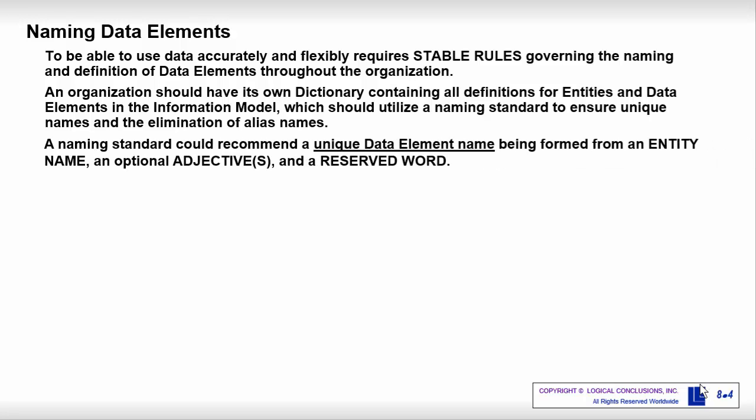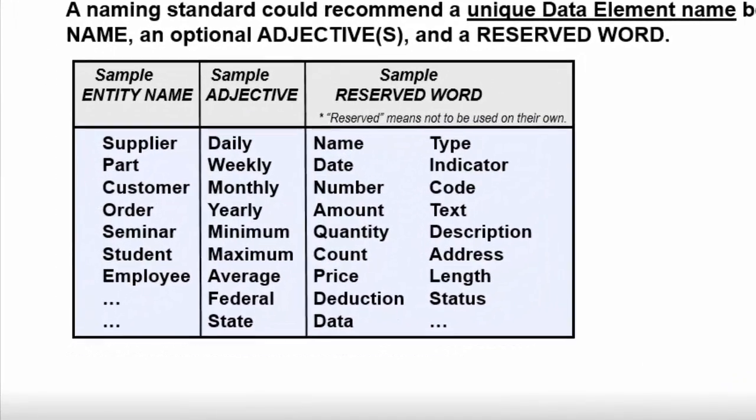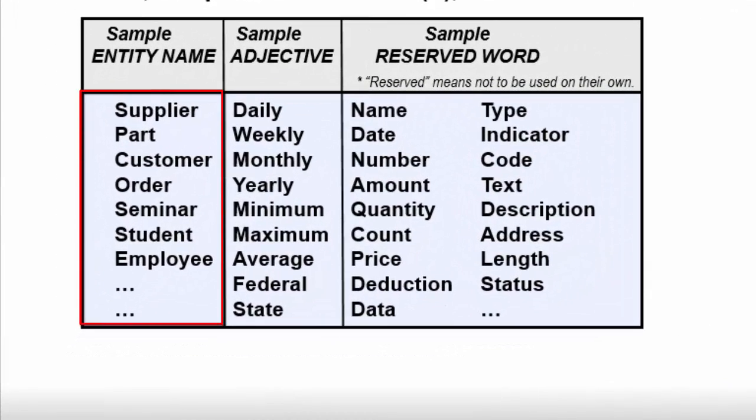A naming standard could recommend a unique data element name being formed from an entity name, an optional adjective or adjectives, and a reserved word. The table on the screen shows in the first column some sample entities. Obviously, these will be based on the nature of your business. I've shown some sample adjectives. Again, obviously, there are many of these that we can use and we can compound them.